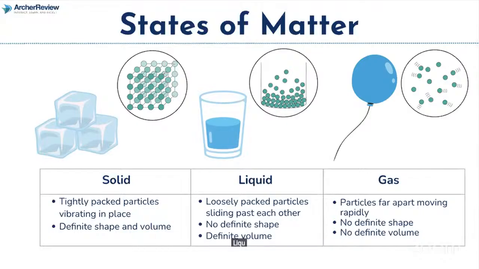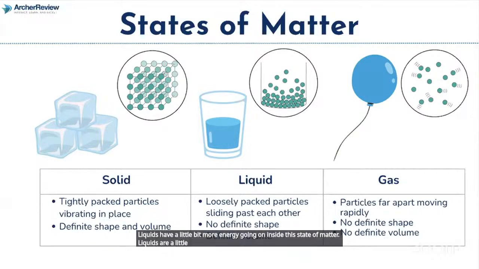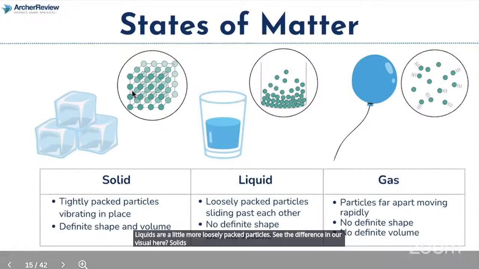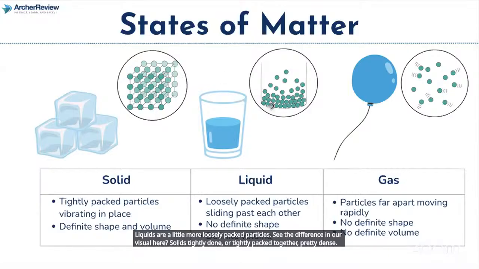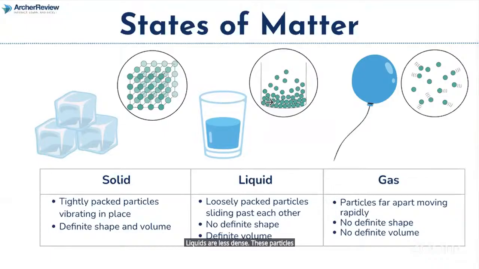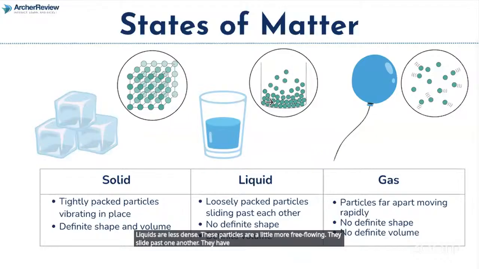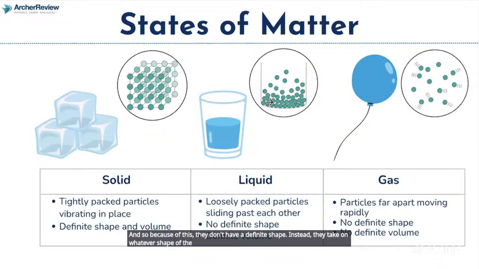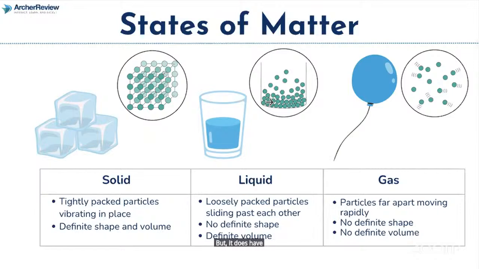Liquids have a little bit more energy going on inside this state of matter. Liquids are a little more loosely packed particles. See the difference in our visual here. Solids tightly dense or tightly packed together, pretty dense. Liquids are less dense. These particles are a little more free flowing. They slide past one another. They have more movement. And so, because of this, they don't have a definite shape. Instead, they take on whatever shape of the container that that liquid is in. But it does have a definite volume.